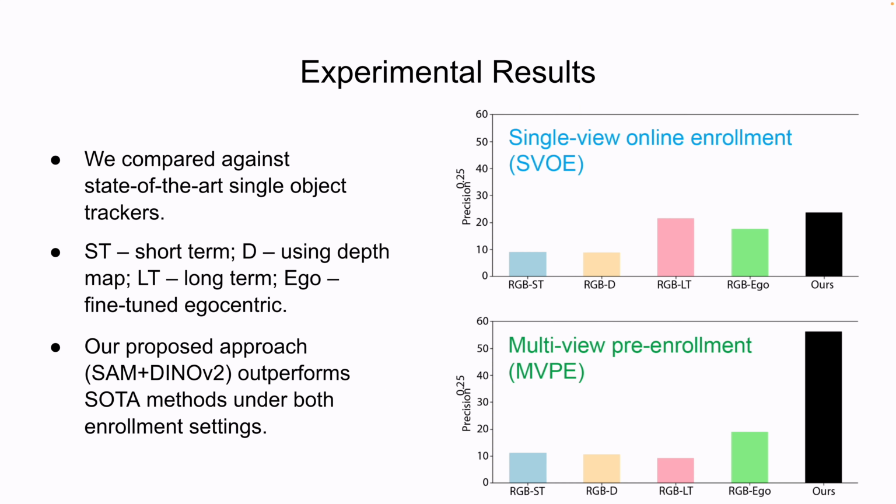In this slide, we present the experiment results, comparing against state-of-the-art single-object trackers. Specifically, we evaluate short-term and long-term trackers. We also include trackers that use depth maps and fine-tuned on egocentric videos. The results are plotted and shown in the bar chart on the right. Our proposed approach outperforms all other trackers under both settings, demonstrating the strong performance of our model.